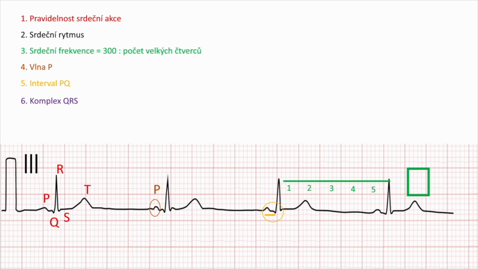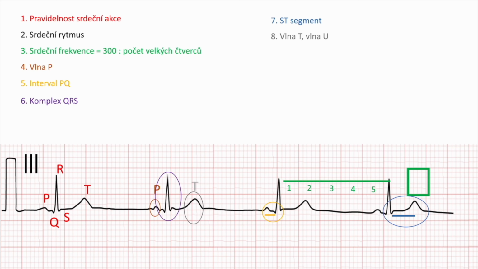Sixth, the QRS complex. Assess its width and shape. This reflects the propagation of the impulse through both ventricles. Seventh, the ST segment. Ischemic changes are described in all 12 leads, looking for elevation of ST segments above the isoelectric line, or depression, a decrease of the ST segments below the isoelectric line.